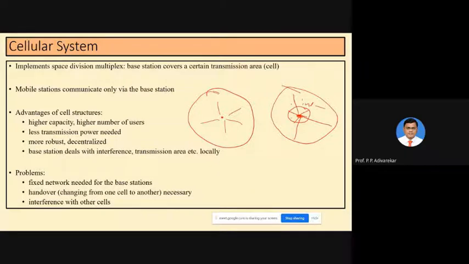And that interference is nothing but a problematic case. So covering the entire world with a single structure is not possible, that we know. That's why we need a particular system which is nothing but the cellular system.